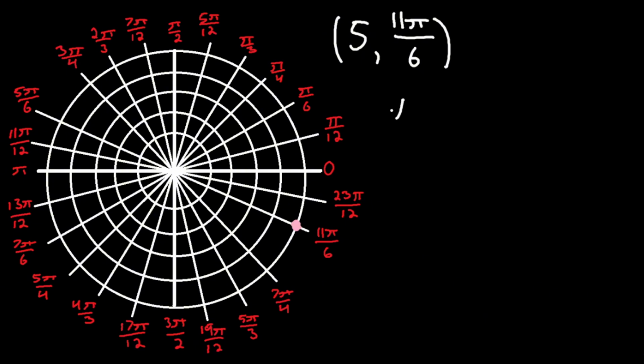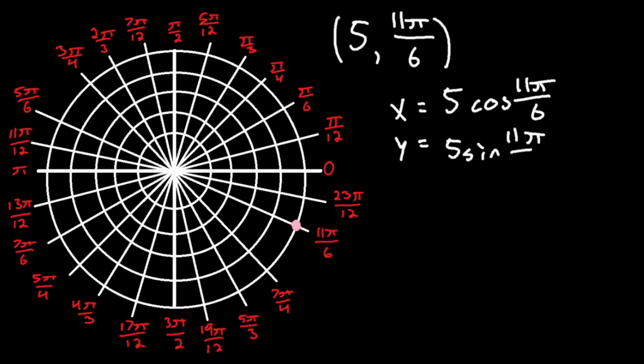All right, remember, you find x by multiplying r times cosine of theta and y by r times sine of theta. All right, let's go ahead and substitute all these values. R is equal to 5, cosine of 11 pi over 6 is theta. R is equal to 5, sine of 11 pi over 6. All right, so we have x and y now. Evaluate this in the calculator.